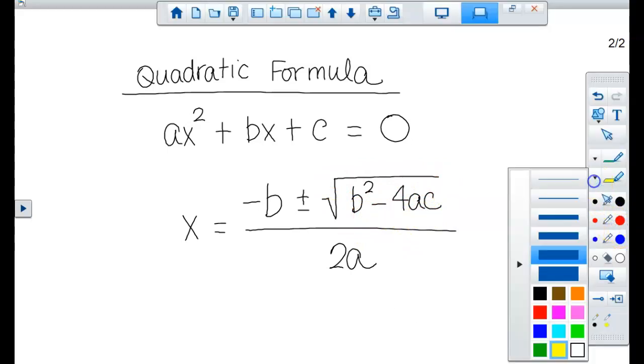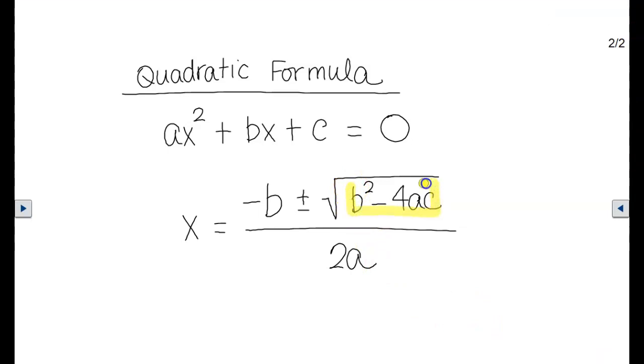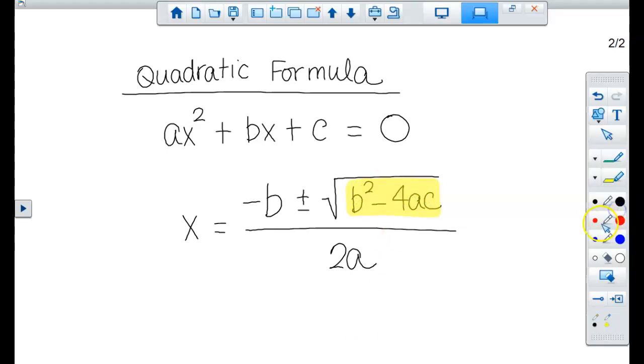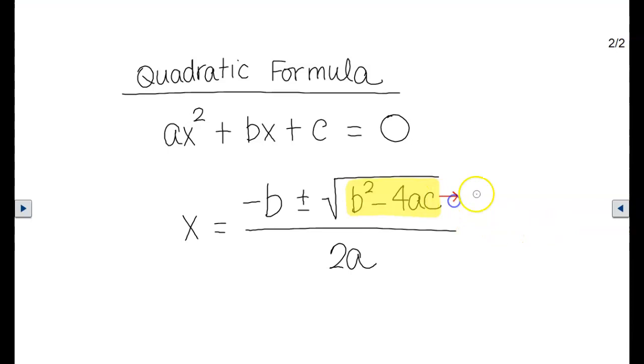Now, here's what I want to point out to you. This part of the quadratic formula should look familiar to you. b squared minus 4ac. That part of the quadratic formula is the discriminant. So I want to point out right from the get-go that the discriminant actually is in the quadratic formula. It's part of it. It's the part that is underneath that square root.